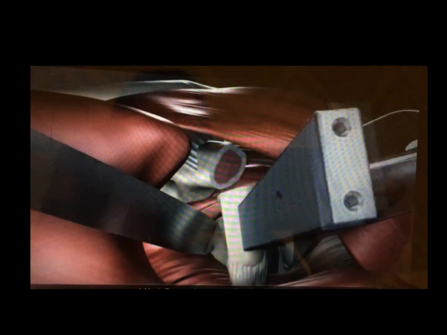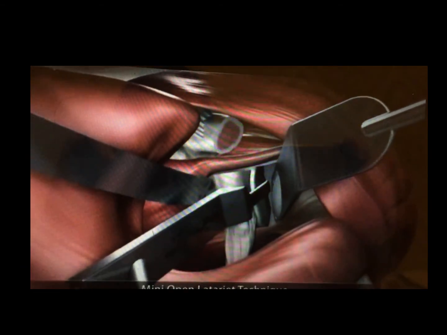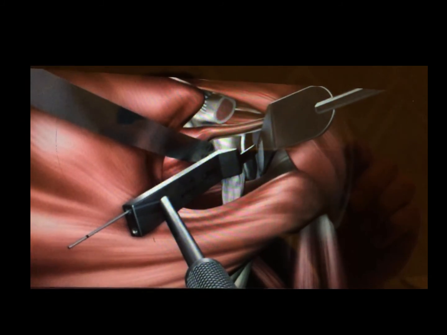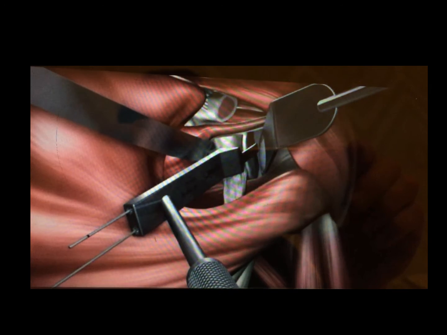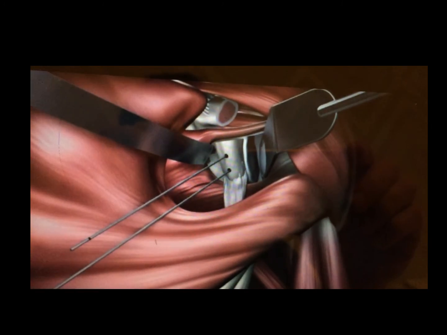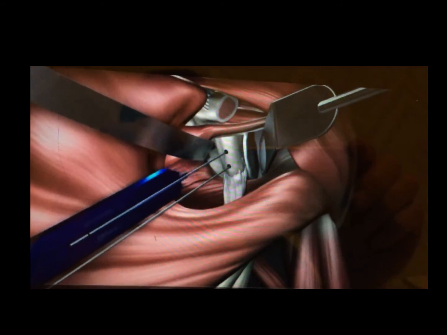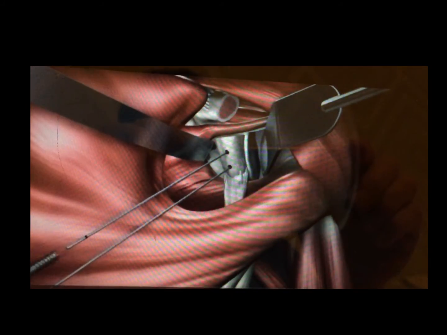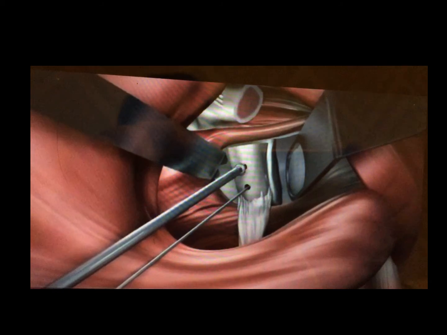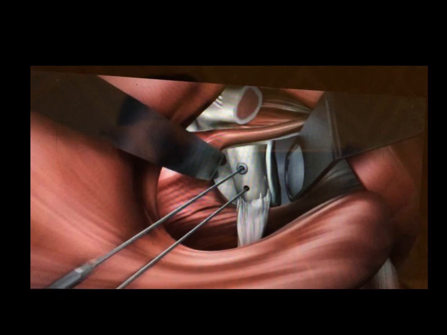The graft is then secured using 2 screws. Care must be taken to avoid overhang or conflict between the screws and the humeral head. Solid compression is achieved by directing the 2 screws in a parallel fashion. The capsule is subsequently repaired.